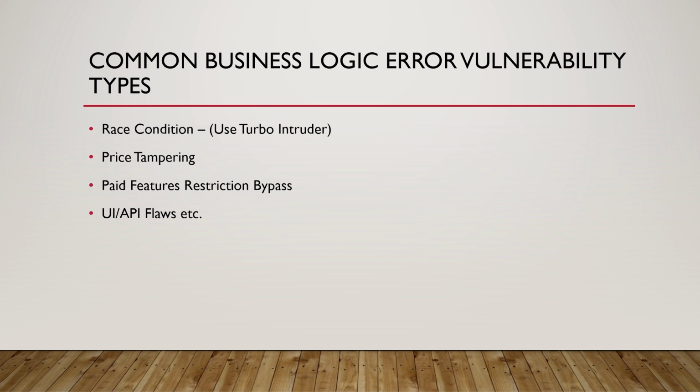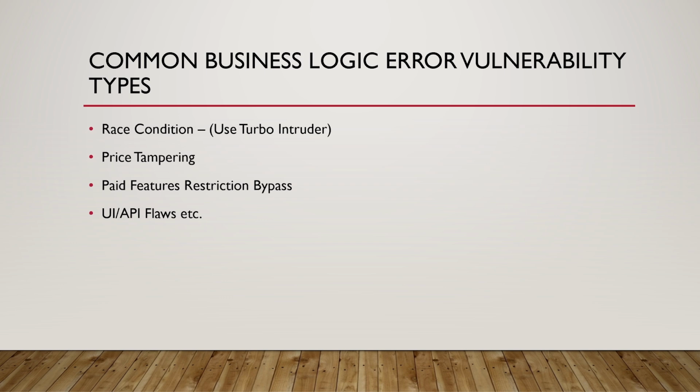So let's talk about race condition vulnerabilities. You can find these vulnerabilities using Turbo Intruder. For example, there is a cart, and you are supposed to apply a coupon over there. But if, due to this vulnerability, you are able to apply multiple coupons of the same kind on the same item, then it is an example of a race condition where you can abuse that functionality to apply too many coupon codes on the same item.